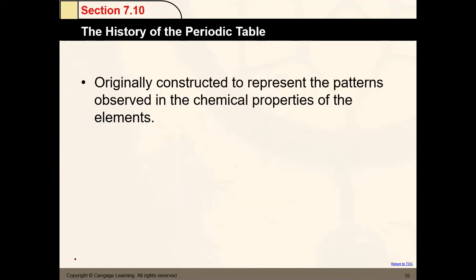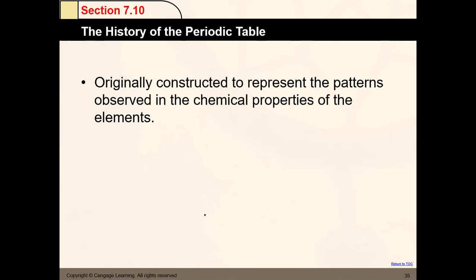History of the periodic table. So we're entering the last part. We're past more than half of the chapter, a very long chapter. They organize the elements in the periodic table based on their properties.